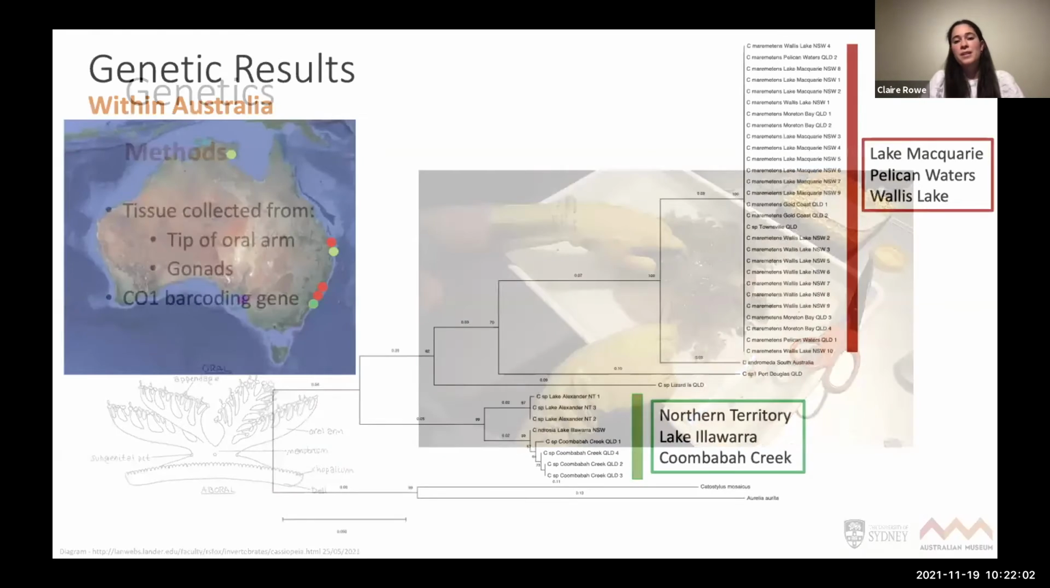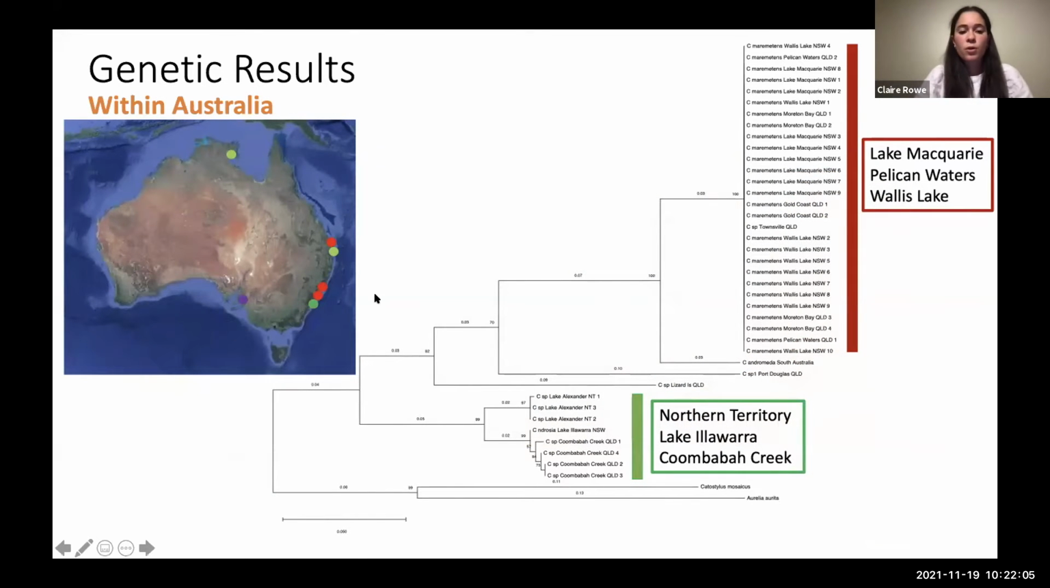And these were the results within Australia. So the Lake Macquarie specimens came out as being the same species as in Wallace Lake and Pelican Waters, which is up here in Queensland, so the more northern red dot. This is interesting because the Pelican Waters specimens, that's the type locality for Cassiopea marimetans. So that confirms what species was occurring. In green, we were able to show that in Lake Illawarra, we had a different species, which was also occurring in Coomba Creek in Queensland and up in the Northern Territory. Additionally, we have a separate species occurring in South Australia. So from here, we wanted to then see how these sequences sit worldwide.